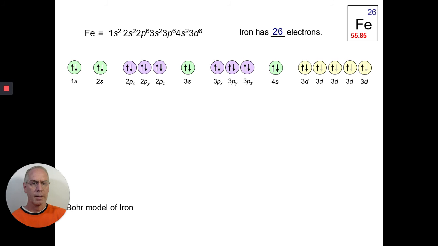Let's try this one. On the Bohr model, there's our 26 protons. In the first energy level, here's the first energy level, 2 electrons. So we'll put those on there. In the second energy level, I have these 2 plus these 6, so there's 8 electrons in the second energy level, and I'm going to put those on there. In the third energy level, I have these 2 plus these 6, that's 8, but I also have 9, 10, 11, 12, 13, 14. So it ends up having 14 electrons in the third energy level.